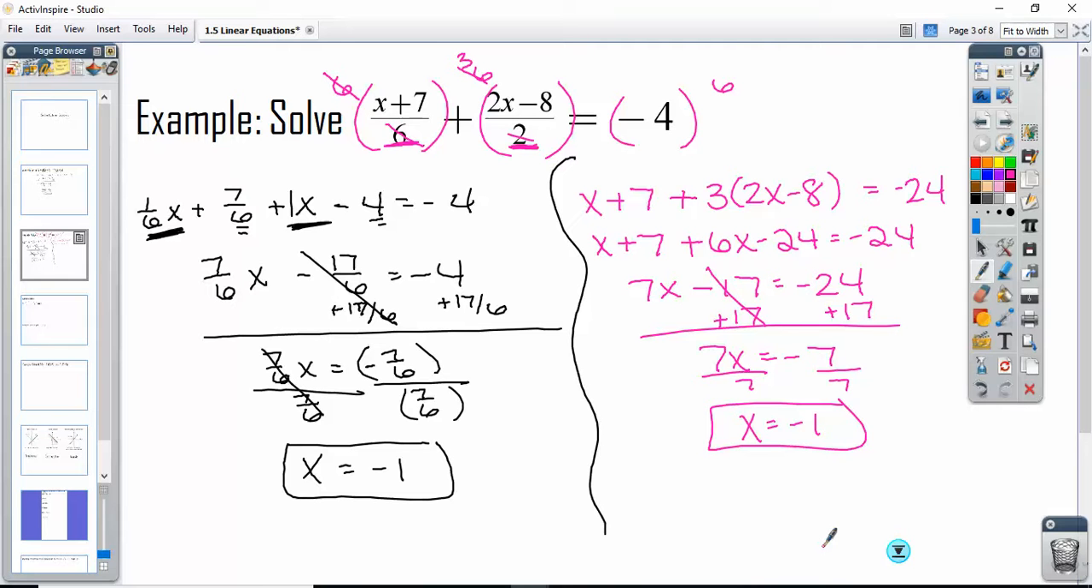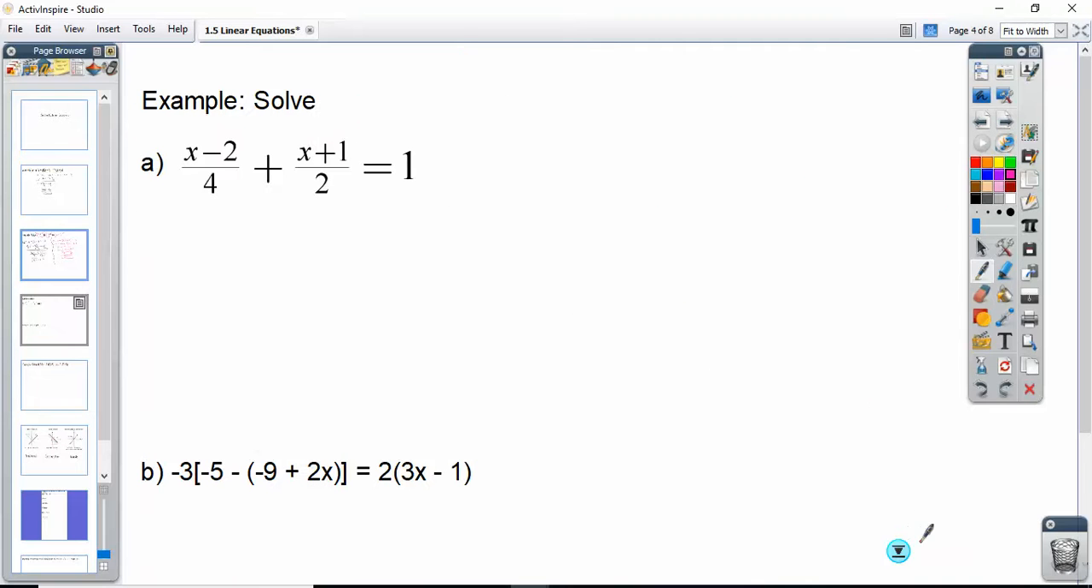How many of you like the first way? Just breaking them up and dealing with it. Okay? How many of you like the second? All right, so we're split pretty evenly there. I'm going to put 2 problems up and I want you guys to solve them, please. So here are your 2 to try. I'll give you a few minutes and then we'll talk about them.